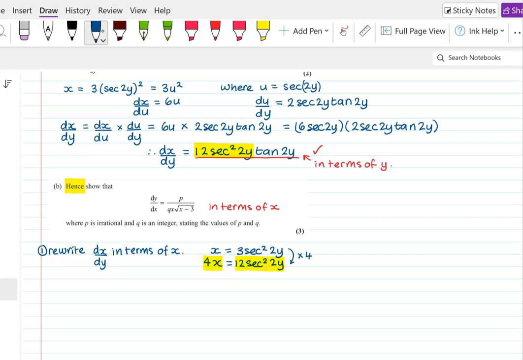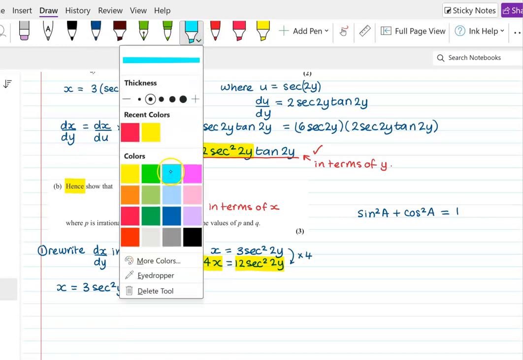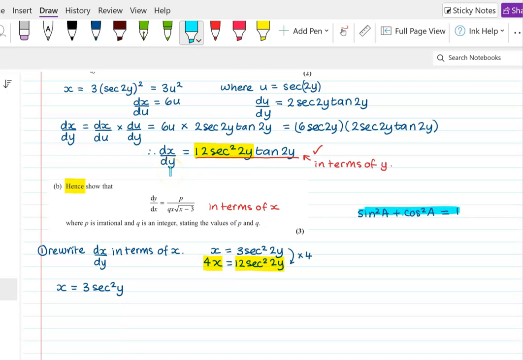So I know that x is equal to 3 sec squared 2y. And I also know that sine squared a plus cos squared a is equal to 1. And that's an identity that I know and love. I use it a lot, actually. I'm just going to highlight that in a different colour.